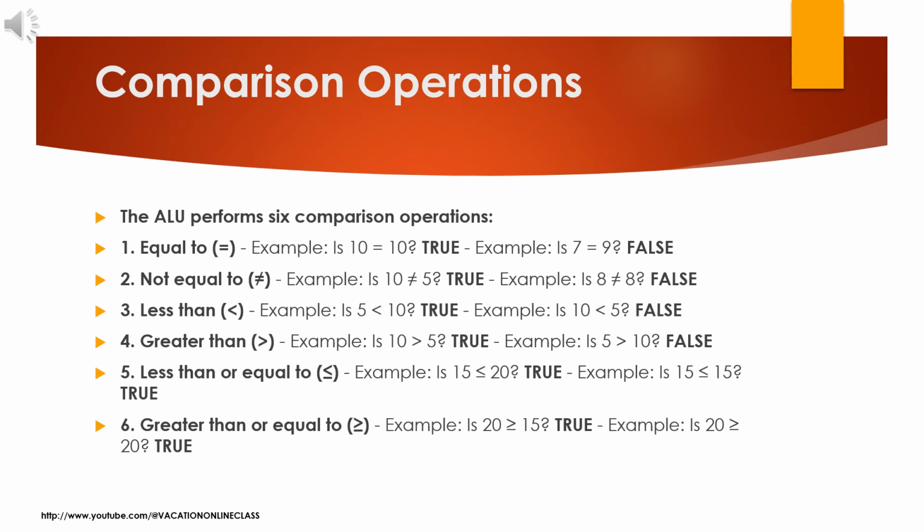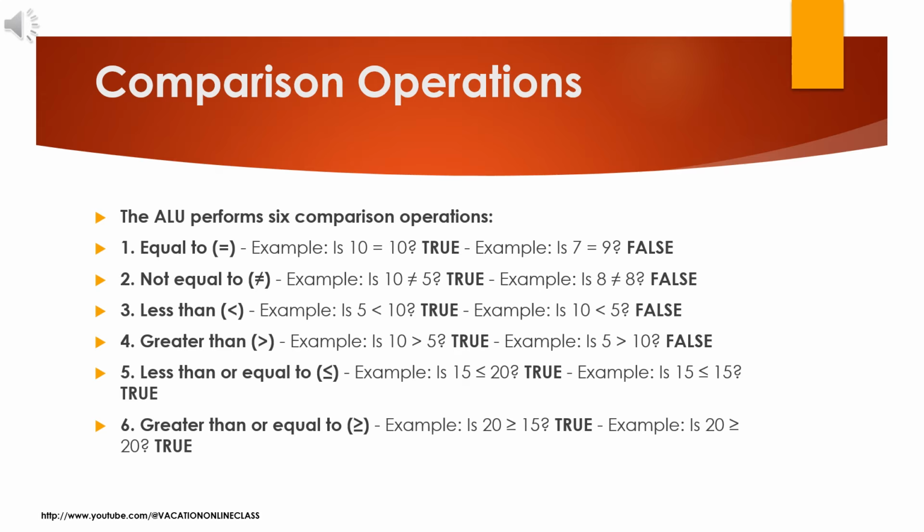Beyond basic maths, the ALU is responsible for comparison operations. This is how the computer evaluates data to make decisions. It essentially asks 6 types of questions that result in a simple true or false answer. First, it checks for equality. It asks, is value A equal to value B? If it's looking for the opposite, it uses not equal to. This is fundamental for tasks like checking if a password is correct.